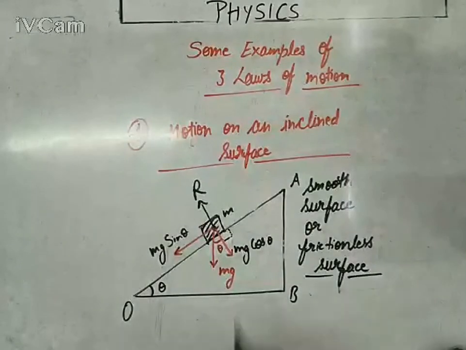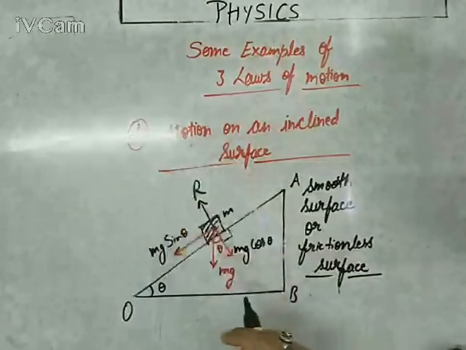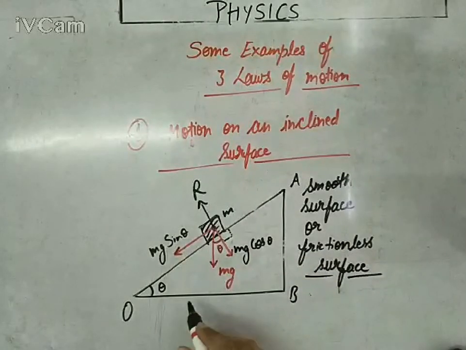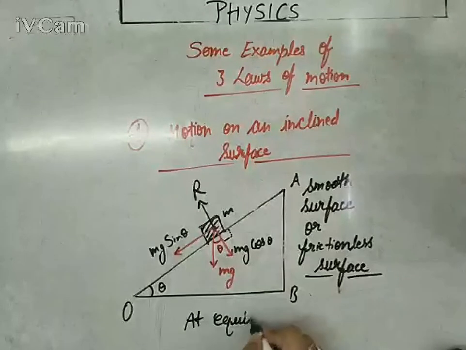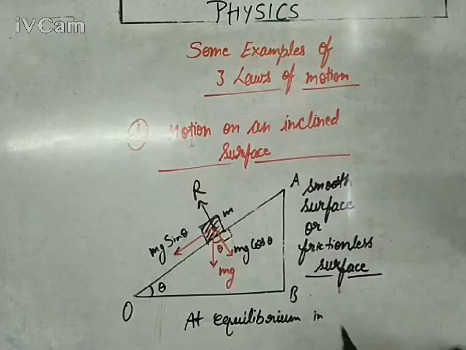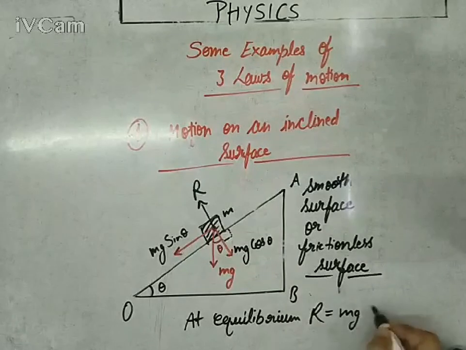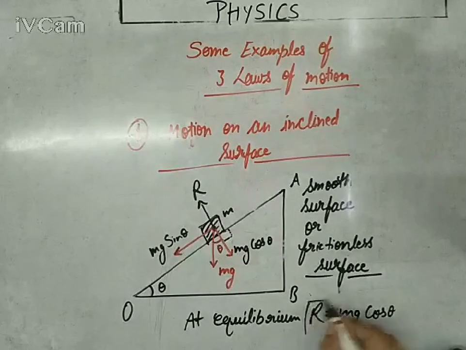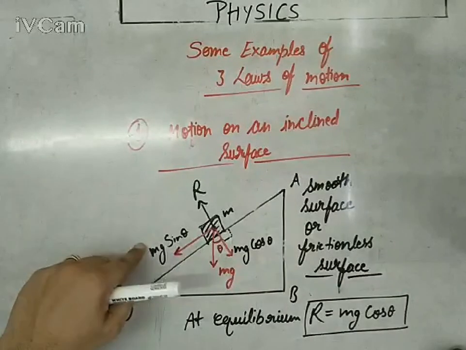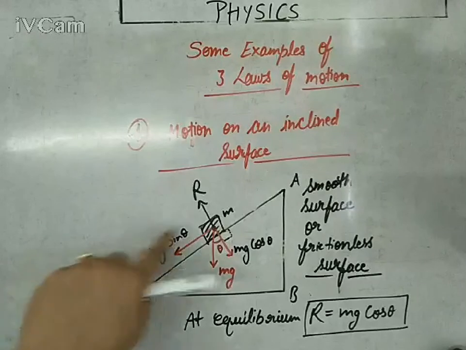So at equilibrium, because the body is not moving upward or breaking down the inclined surface, in the vertical component R must be equal to mg cos theta. Keep this in mind: R must be equal to mg cos theta. But in this scenario the system is not in equilibrium, because the body is sliding down with an acceleration.